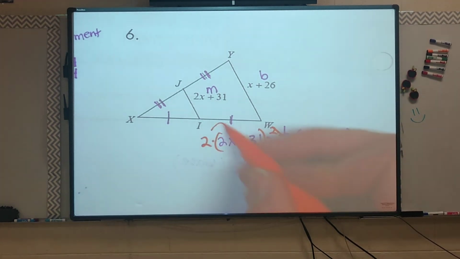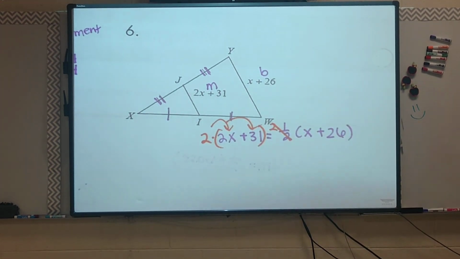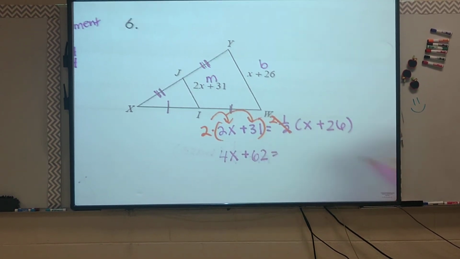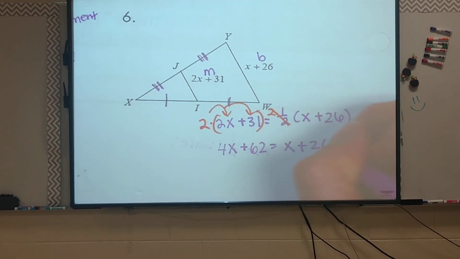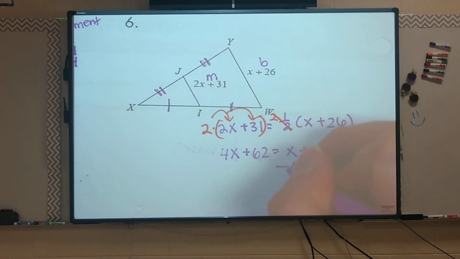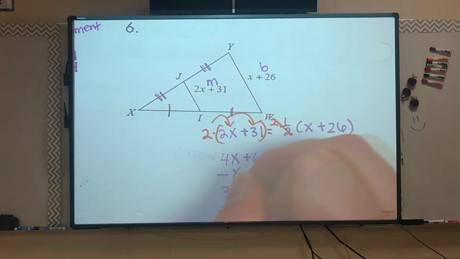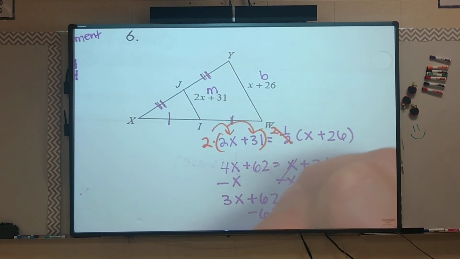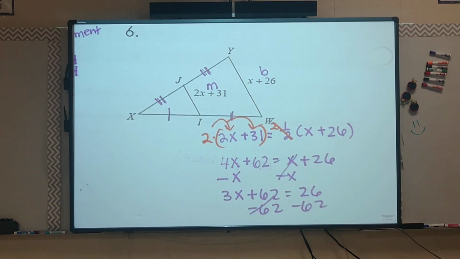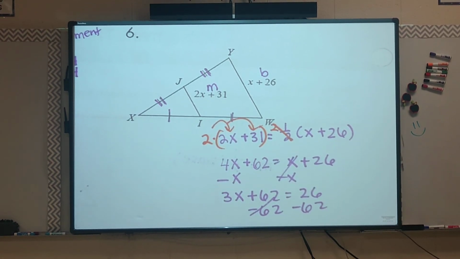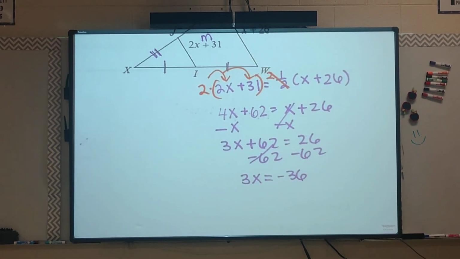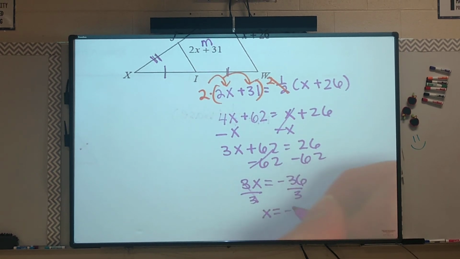So then I just distribute from there. 2 times 2x is 4x. 2 times 31 is 62. I'm left with x plus 26 on the other side. Get the x's together. 4x minus 1x is 3x. Get the constants together. 26 minus 62, I'll need to punch that in super quick, is negative 36. Get rid of that 3, and you're going to be left with x is negative 12.